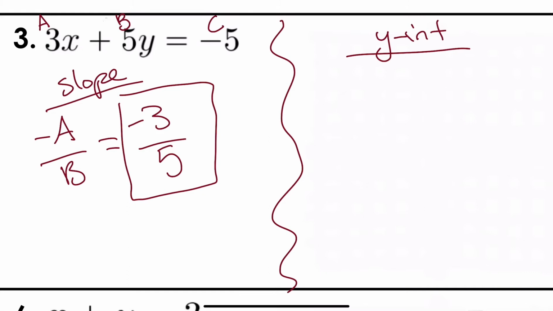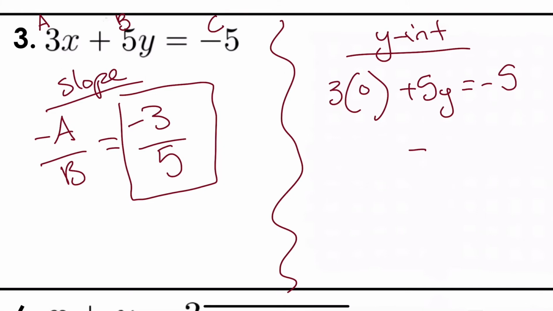All right, so let's look at the y-intercept. I'm going to replace my x with a 0. Same thing. I'm going to write it exactly the same way, but instead of an x, we put in a 0. All right, so now I do not need this 0 term anymore. This is going to just go away. So I'm going to be left with 5y equals negative 5.